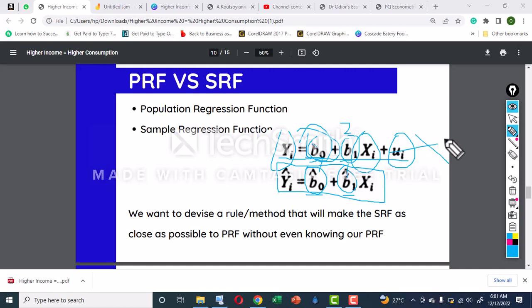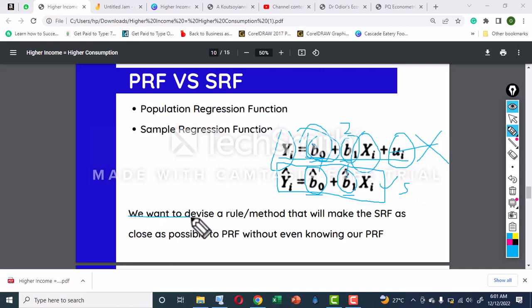Since we cannot study the population because there are too many, we can study these people because they are small, but we want to ensure that it is representing the whole population, not just the community. Because whatever decision we want to make will not just be for the community, it will probably be for other communities too, and for the whole nation. So that is the sample regression function, and this is the population regression function.